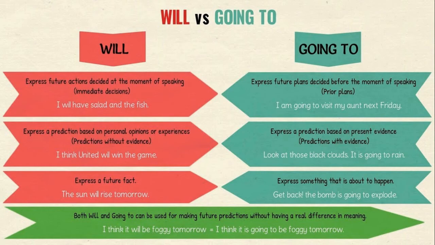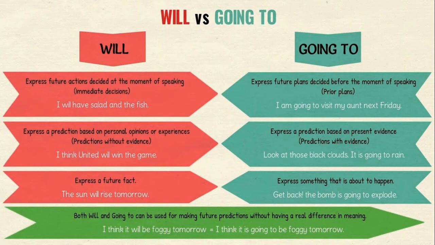Whereas we use going to express a prediction based on present evidence. Here we have evidence, and based on the evidence we are making predictions. For example, look at those black clouds. It is going to rain. Here we are talking about a future action, but we have pure evidence based on it. So we are making a prediction based on the given evidence.